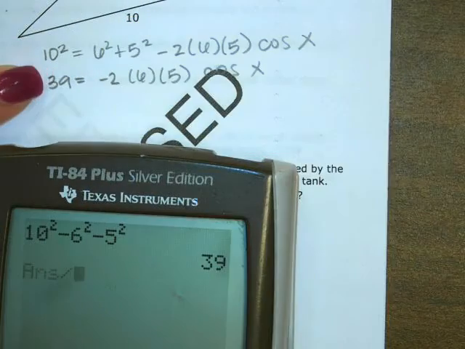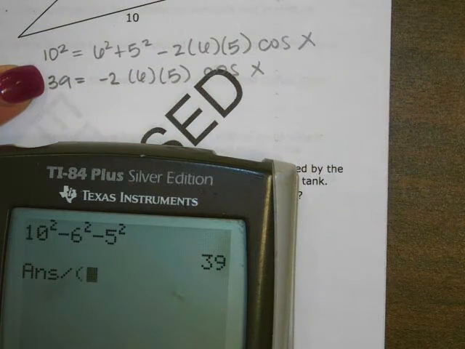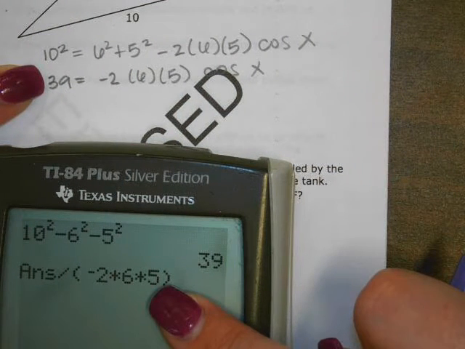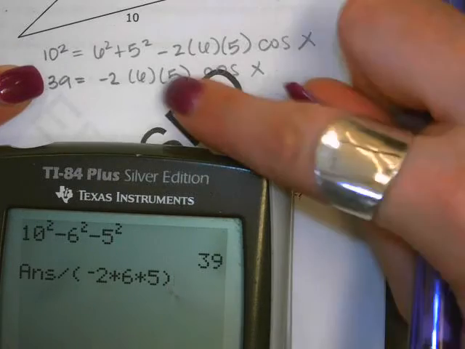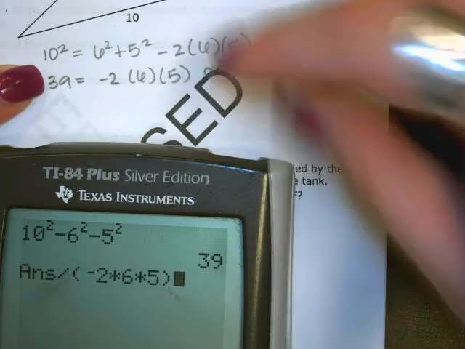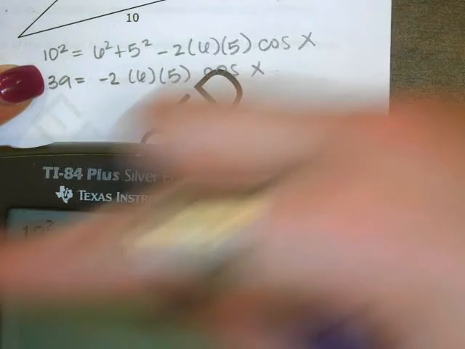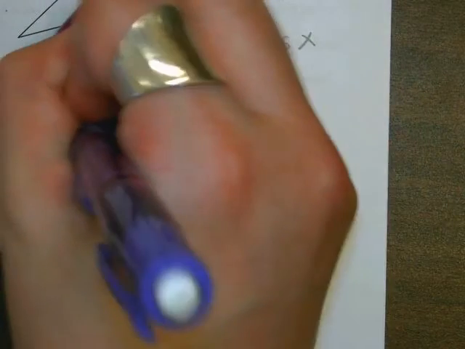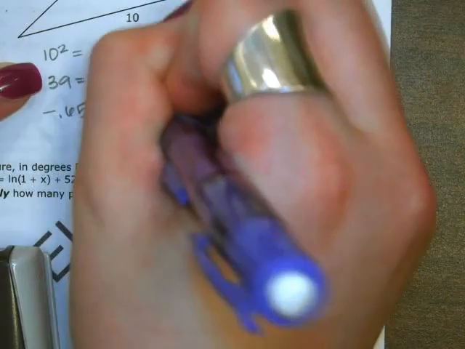And then I'm going to go ahead and divide that by negative 2 times 6 times 5. And I'm being careful to put this in parentheses because I do want all these things multiplied together, but I want them multiplied in a chunk that's being divided. So I've got negative 0.65 equals cos x.